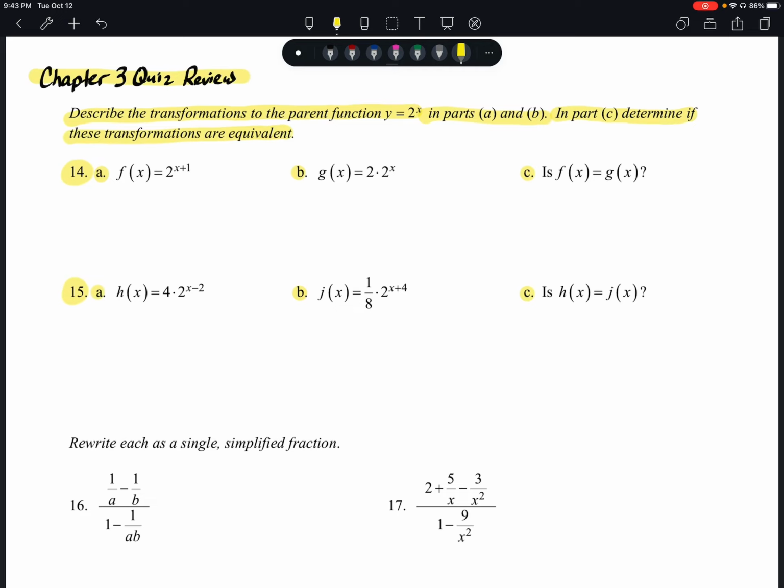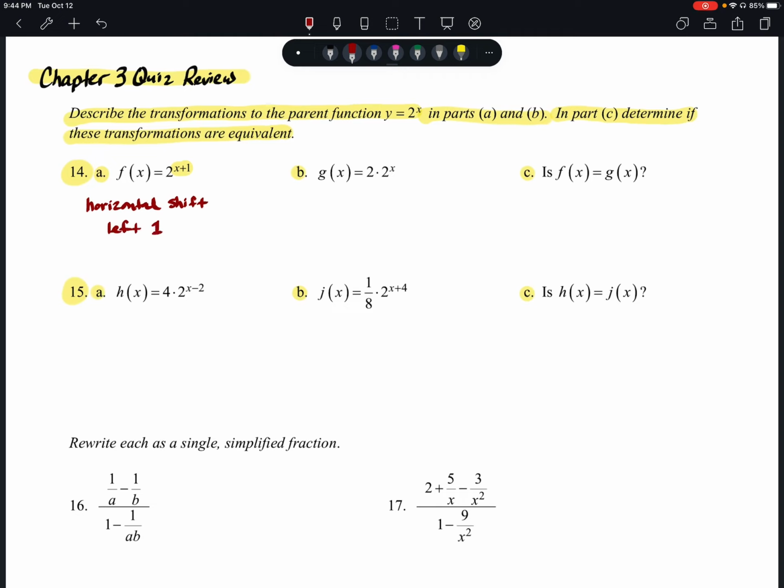So let's look at A, number 14. If we're asked what is the transformation, well, we can see here that our transformation that's being applied is happening up in the exponent with our x. So when we have x plus 1, we know that that is going to be a horizontal shift to the left 1.